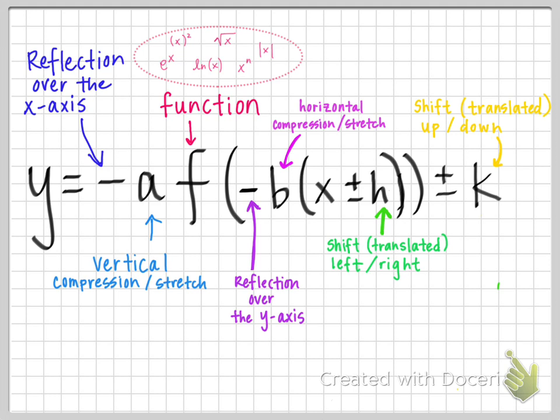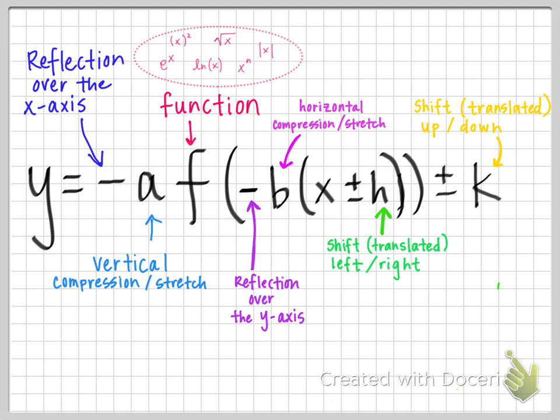And what's kind of new may be the reflection over the y-axis, the negative that's inside the parentheses around that function area. So something to keep in mind. And then this b variable, which is known as the horizontal compression and stretch.